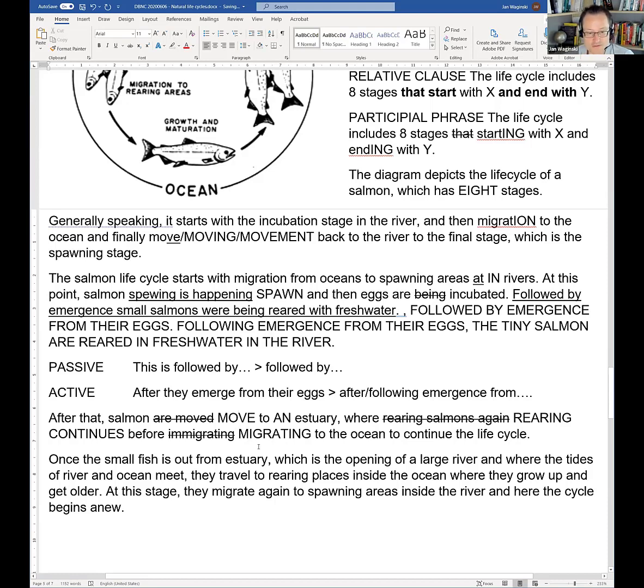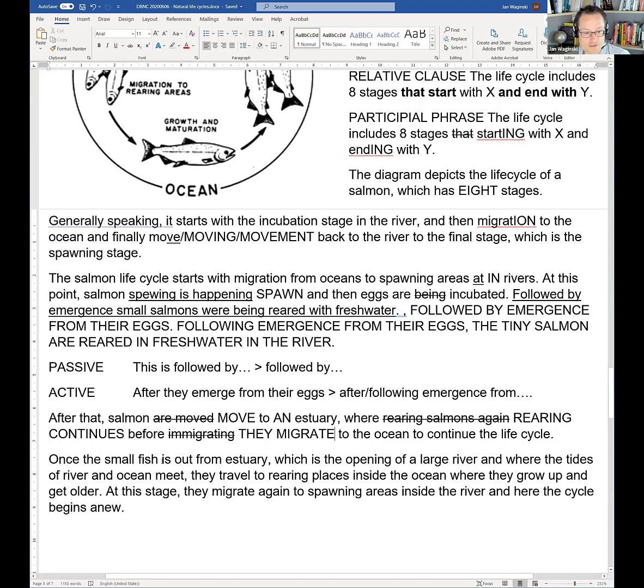Again, it's not too clear what the antecedent is, so where they migrate or what it refers to. Move to an estuary where rearing continues before they migrate to the ocean to continue the life cycle. Okay.